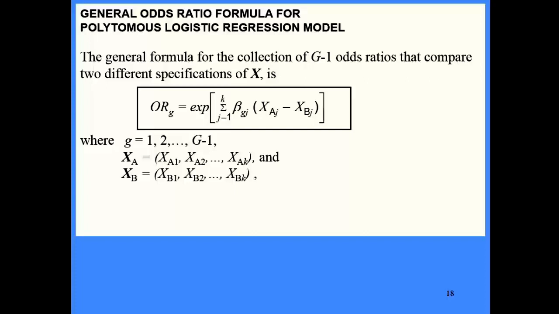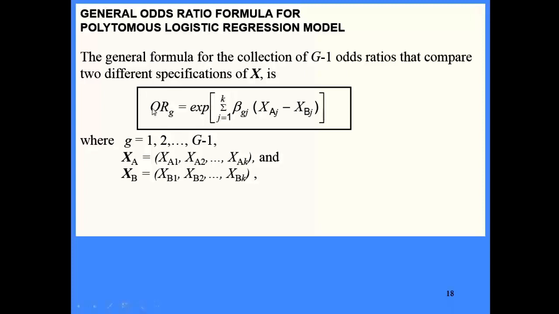This is the formula for the odds ratio in the polytomous logistic regression model. Okay, it's the odds ratio formula. Now, you notice it says OR sub G. When we had 3 categories, how many odds ratios did we get? 2. If we had 5 categories, how many odds ratios would we get? 4. So OR sub G, the G just stands for which one of the 2 or 3 or 4 odds ratios we're talking about, and this is the general formula for it.